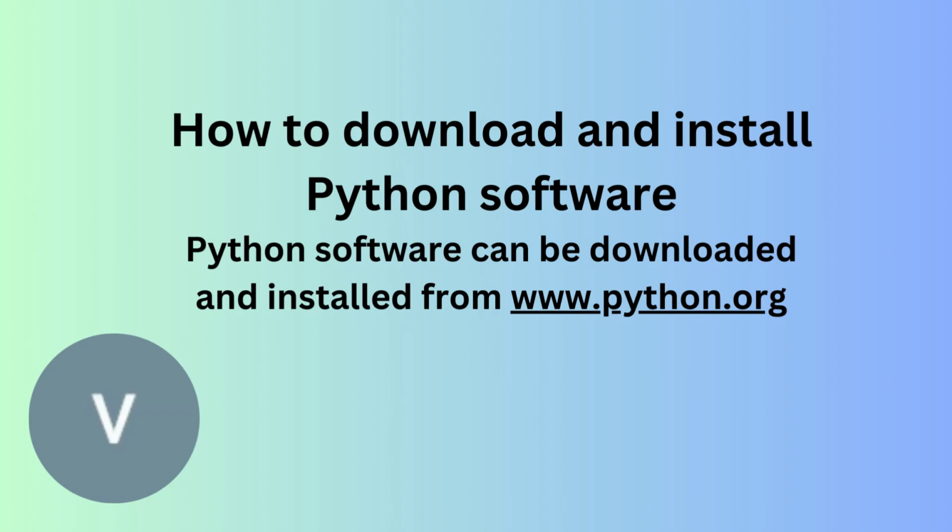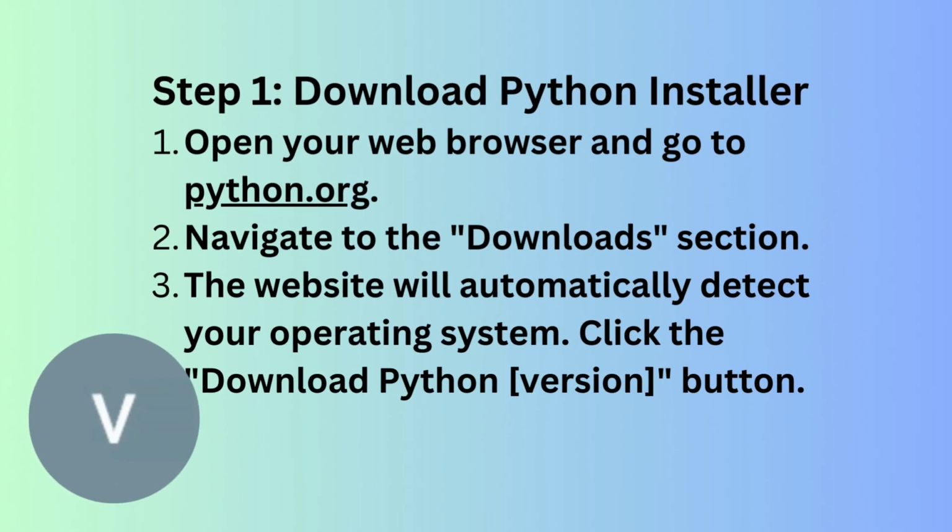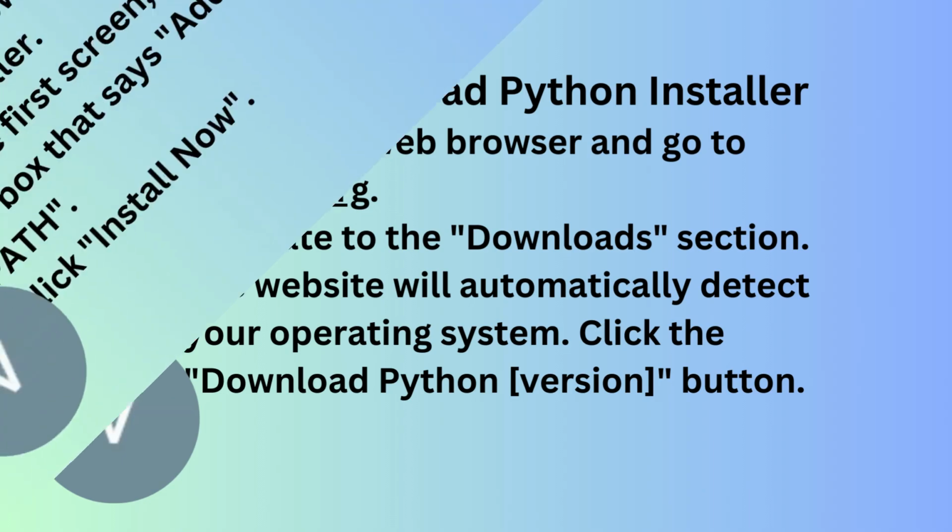Python software can be downloaded and installed from www.python.org. Let's start with how to download the Python installer. The first step is to open your web browser and go to python.org. Navigate to the download section. The website will automatically detect your operating system. Click the download Python version button.